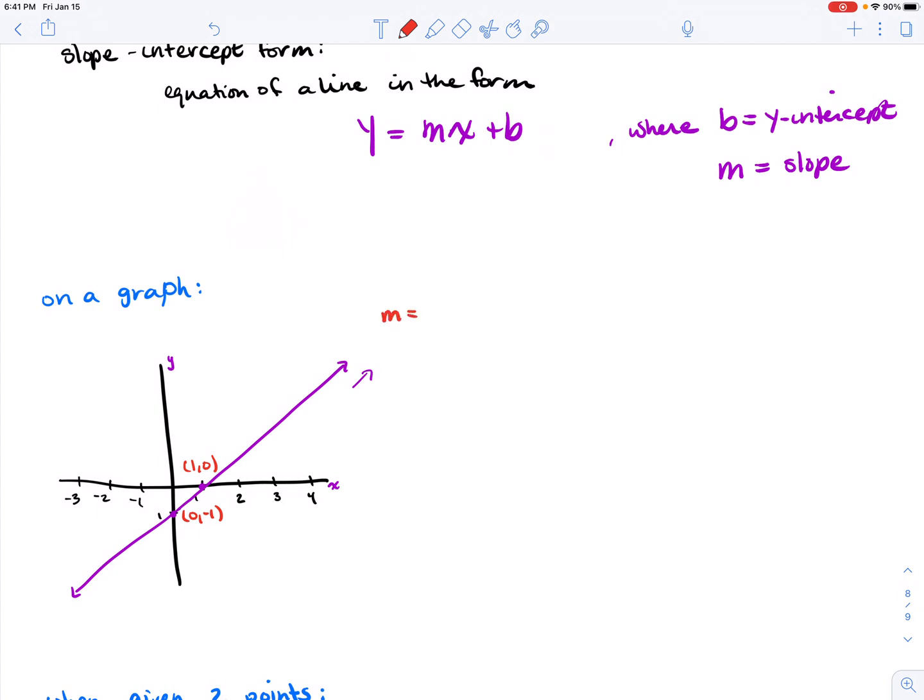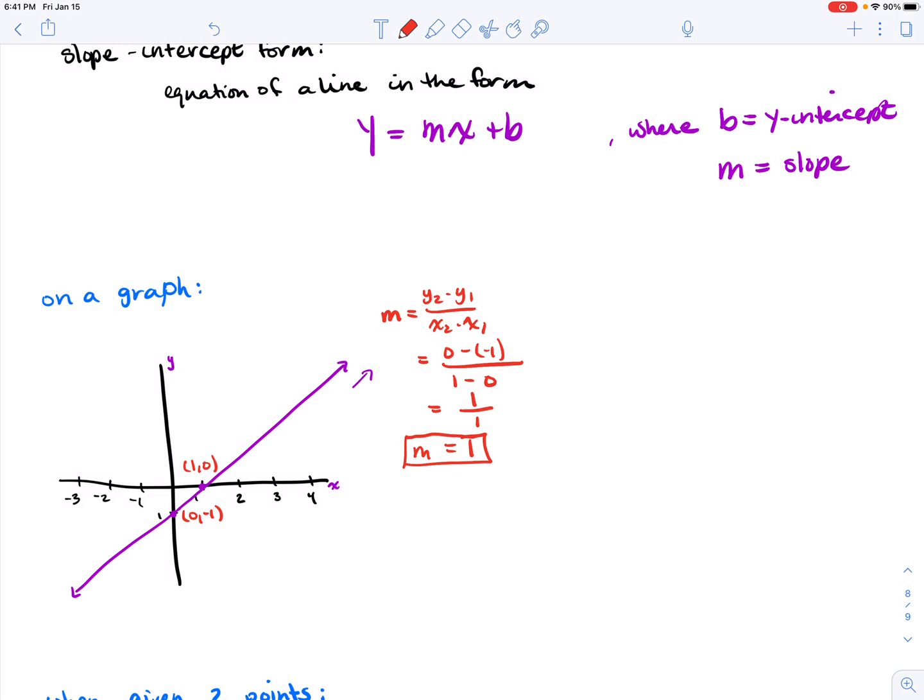So let's calculate our slope. Of course we have y2 minus y1 over x2 minus x1, and my points give me 0 minus -1 divided by 1 minus 0, which gives me 1 on the top, 1 on the bottom, so my slope is 1. And that does make sense because I do have a positive sloped line.